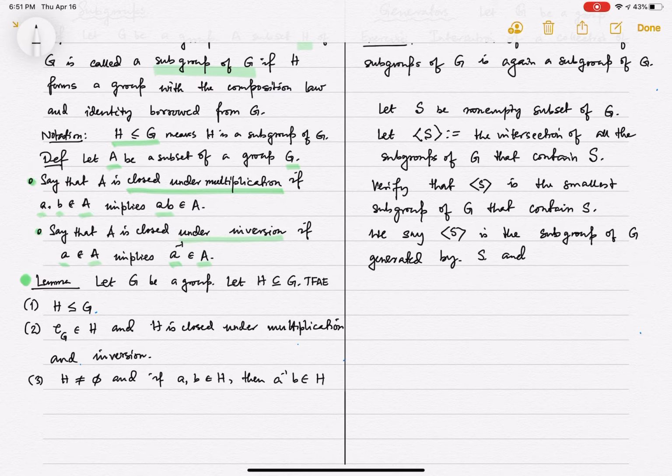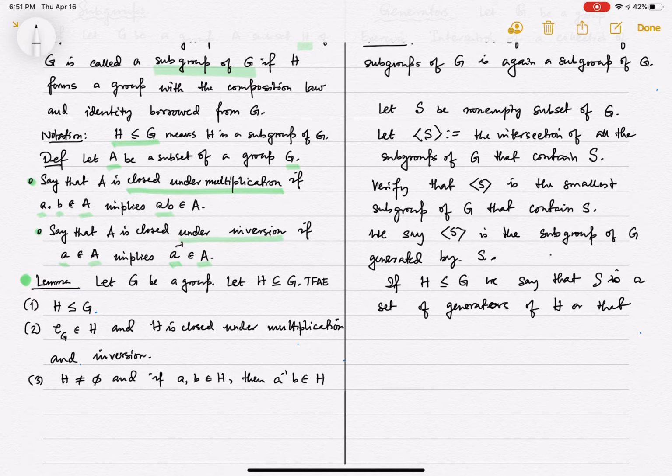And we say S is a set of generators for this. So if H is a subgroup of G, we say that S is a set of generators, or a generating set, of H, or that S generates H, if H is angle bracket S.